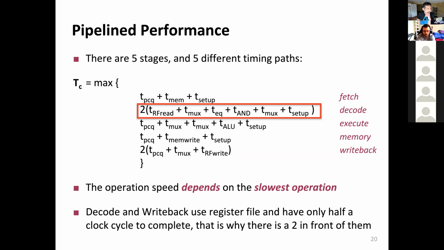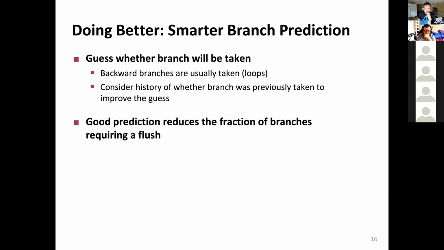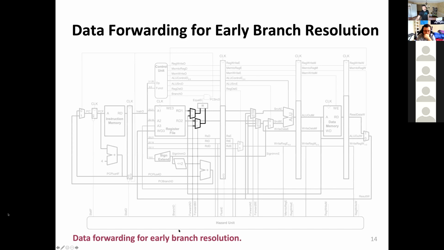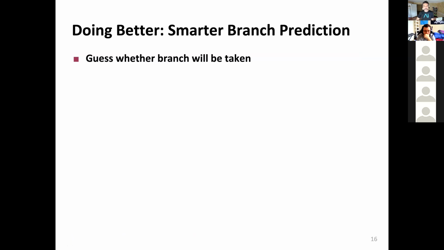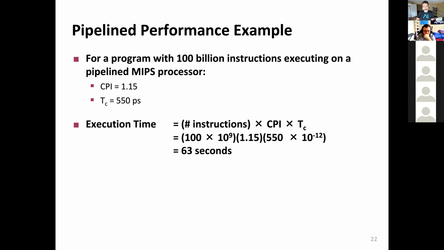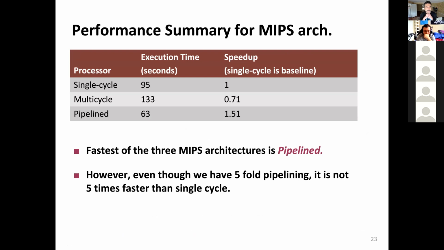This means that this strategy of adding additional hardware into decoding for simply doing this early branch resolution might not necessarily be the best strategy to reduce the penalty, and we may have a better strategy overall.